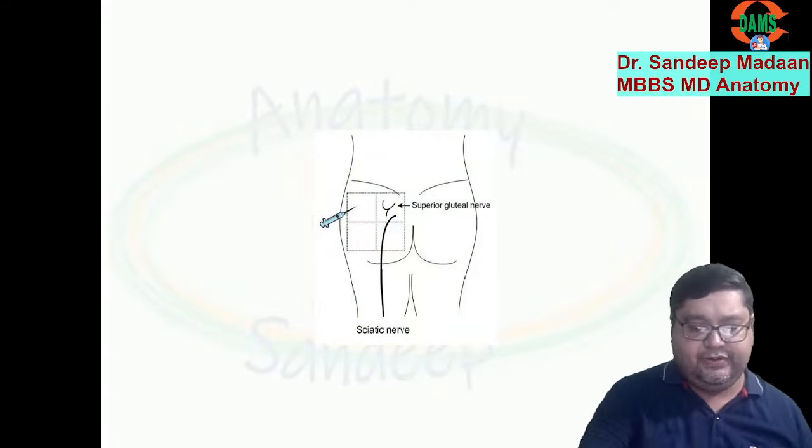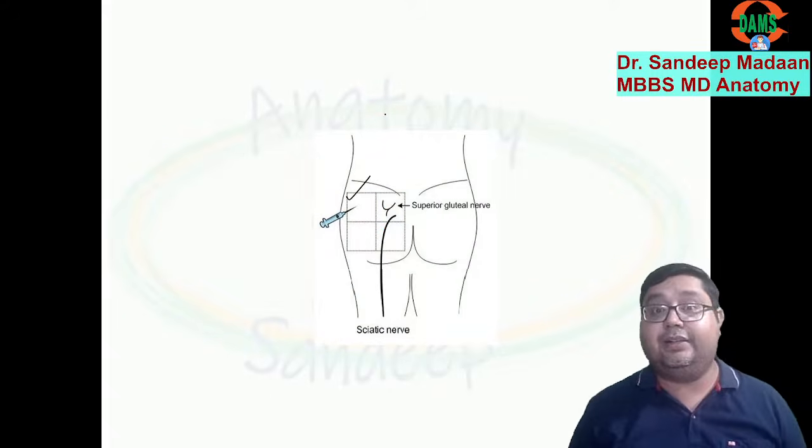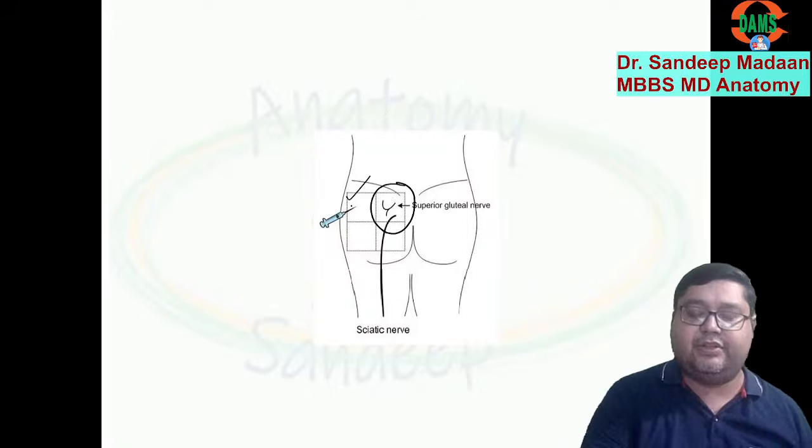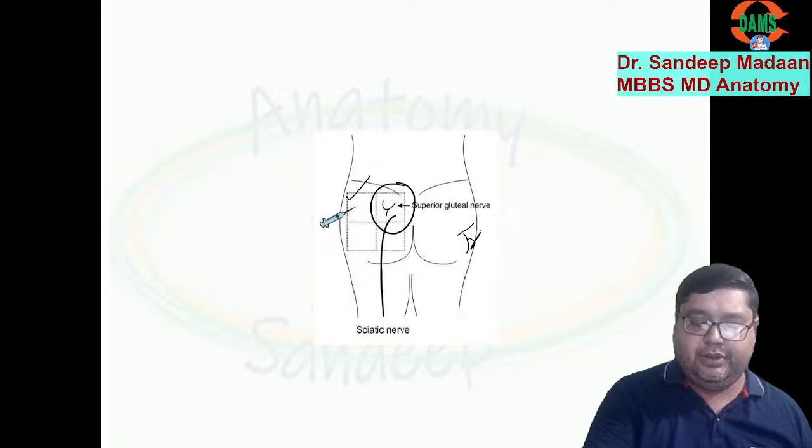And this is where we should give the injection, that is in the upper and outer quadrant. And by mistake, this injection was given here, leading to a positive Trendelenburg sign.